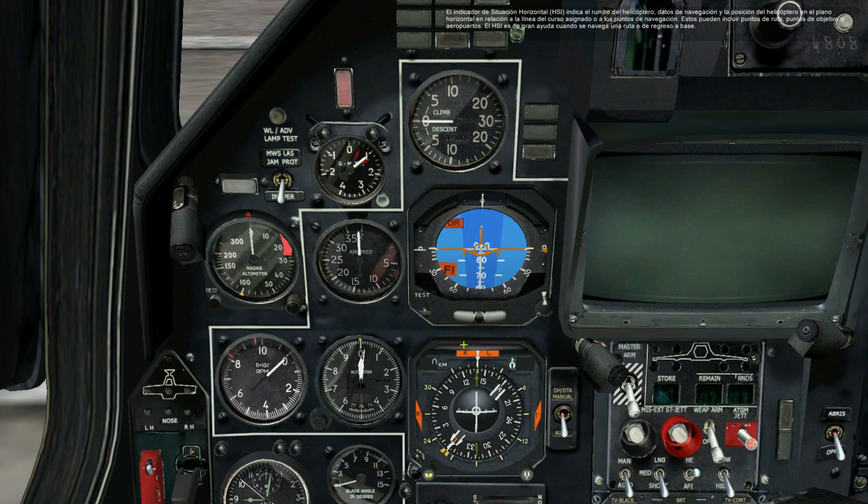The Horizontal Situation Indicator, HSI, indicates the helicopter's heading, navigation data, and the helicopter's position in the horizontal space relative to the assigned course line or navigation points. These can include waypoints, target points, or airfields. The HSI is helpful in navigating a route or returning to base. The rotor blade pitch indicator is used to monitor the pitch angle of the rotor blades.